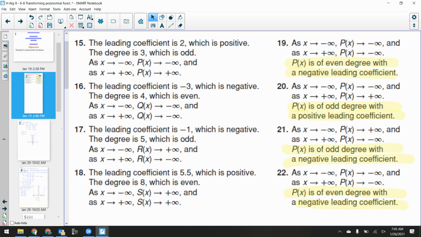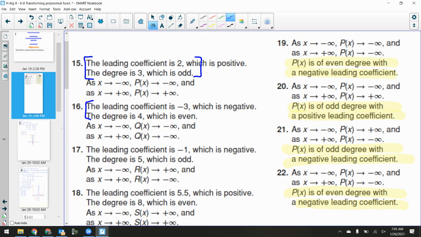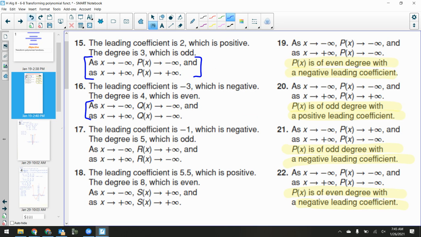Okay, so there's 15, 16, 17, 18, 19, 20, 21, 22. Make sure this is the part that I really need on there. I need the end behavior. Okay? I need the end behavior, and I need it written like that. I'm going to be pretty picky about the notation. I know it seems like a lot. It seems like it's complicated.